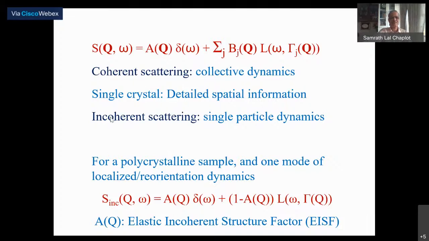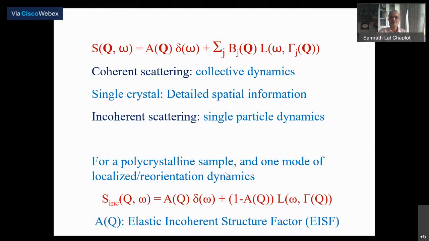However, if you're interested in, as I said, diffusion of oxygen atoms in fuel cells, for example, or lithium atoms or sodium atoms in battery material, then that has both coherent and incoherent scattering, and needs that kind of analysis. So, okay, that being the general picture, now let's move on. If you use a polycrystalline sample, and suppose I'm looking at one particular mode of the dynamics, okay. As I said, there could be several different modes of dynamics: localized dynamics, or reorientations, or translational diffusion, and whatnot.